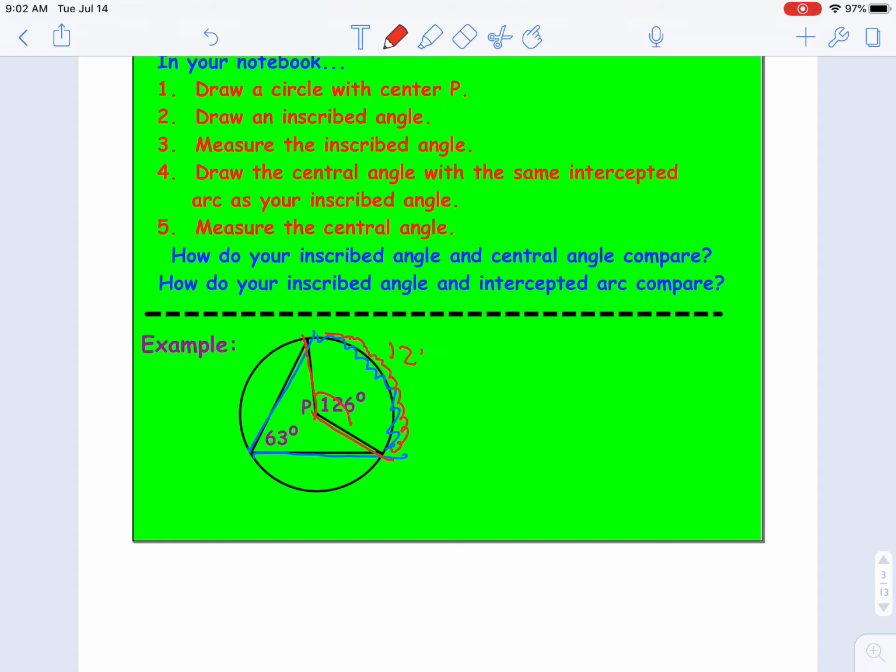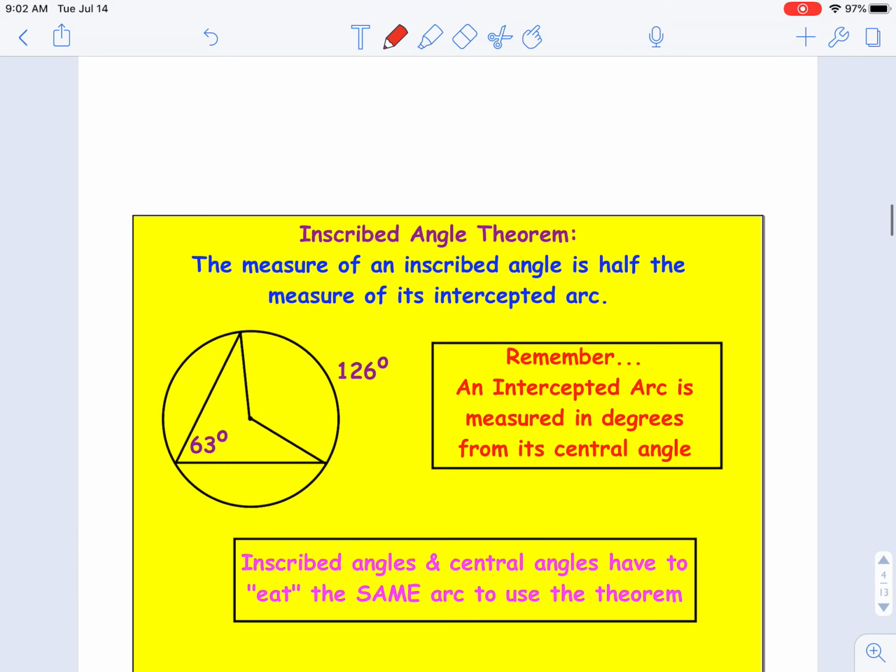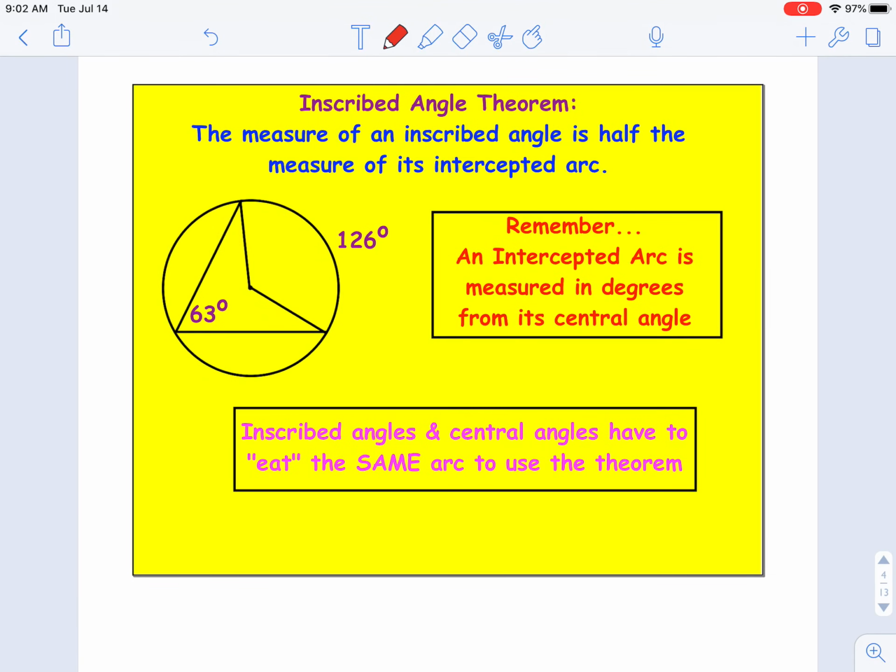So the relationship is that we already know that the central angle and its intercepted arc are the same. And so what happens is, if it's an inscribed angle intercepting the same arc, it's going to be half the measure. So that's your inscribed angle theorem. The measure of an inscribed angle is half the measure of its intercepted arc. Remember, an intercepted arc is measured in degrees from its central angle.